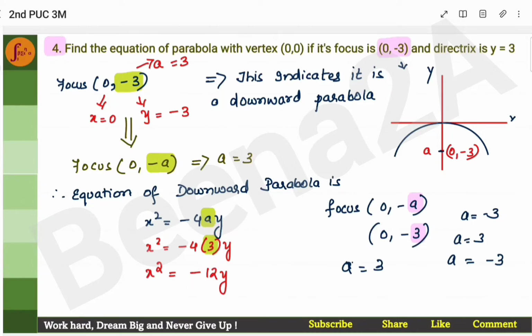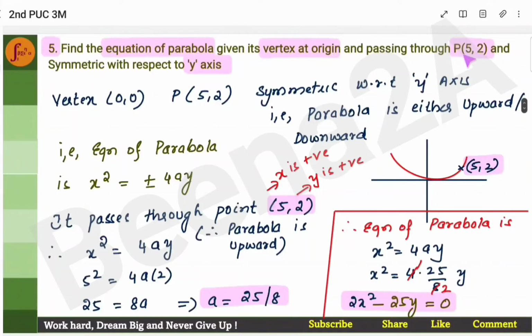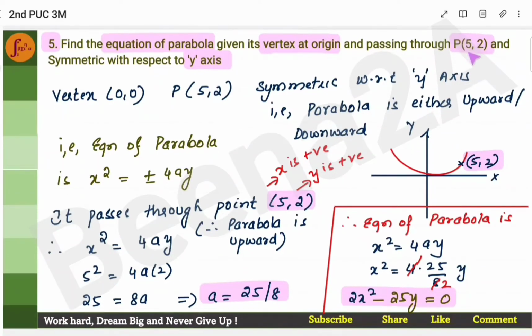Fifth problem. This passes through a point and it is symmetric with respect to the y-axis. Now what is the clue? One is the point. The point's x and y are both positive. That means it is somewhere here in the first quadrant. This is the first quadrant, right? You have positive y and positive x. So the point is here.